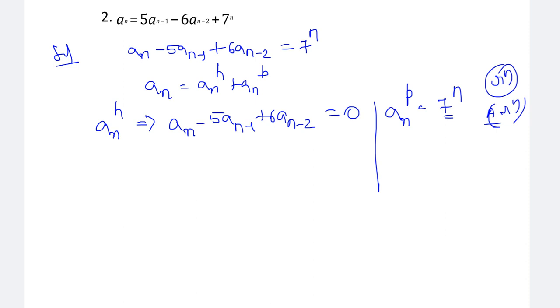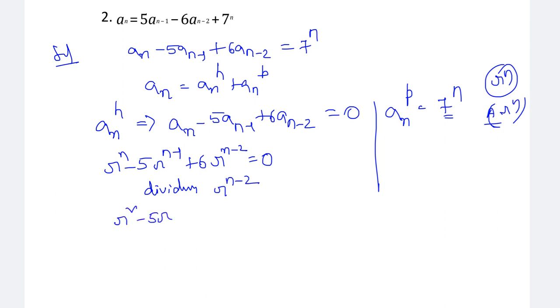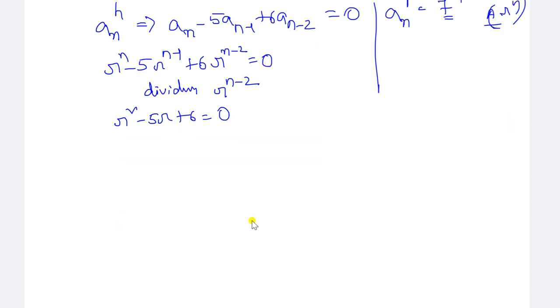So, convert into our form: rⁿ − 5rⁿ⁻¹ + 6rⁿ⁻² = 0. Then it should be divided by the smallest superscript, that is rⁿ⁻². So, we get r² − 5r + 6 = 0. So, here we got the form ax² + bx + c, so with the help of the root method you can find the roots.